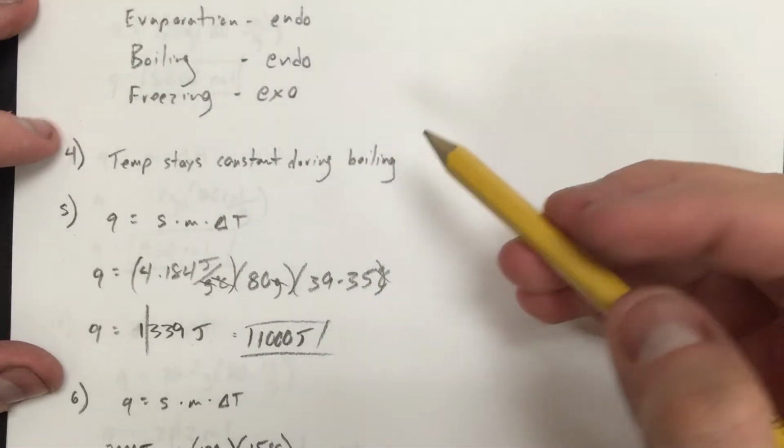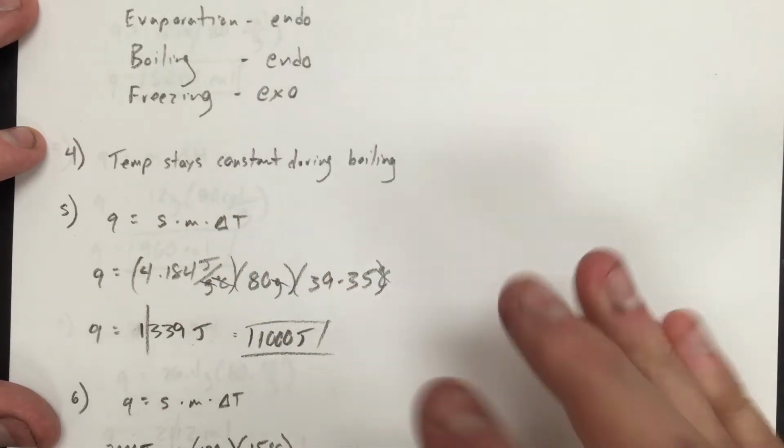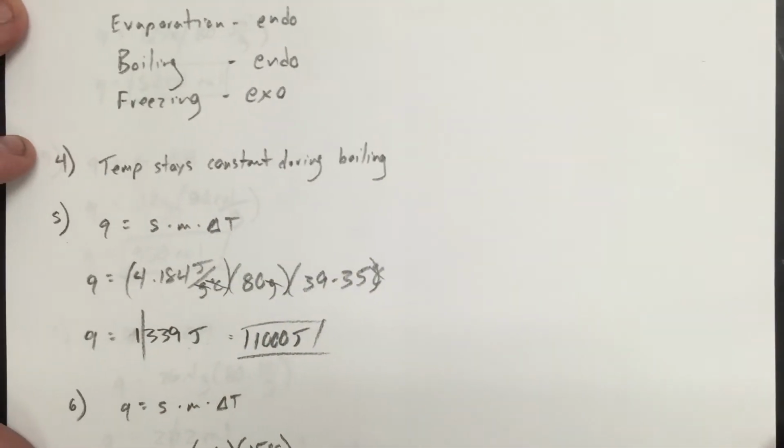Number 4, what happens to the temperature as water boils? It stays constant during boiling because the heat is going into the phase change, not the temperature change.